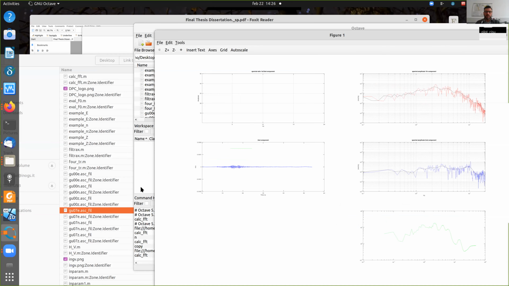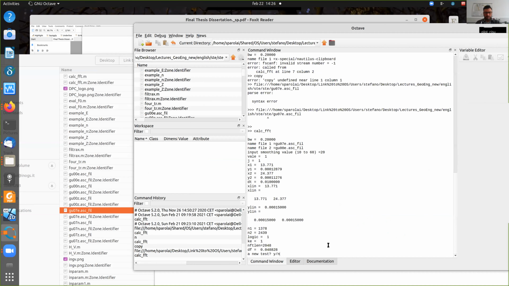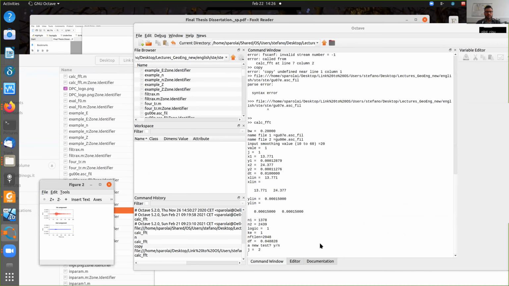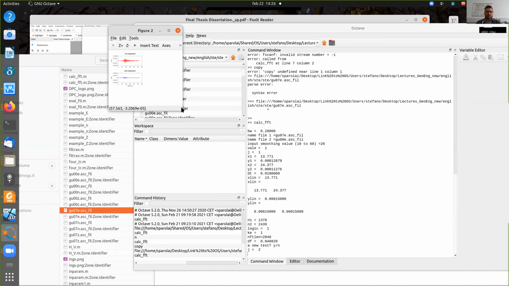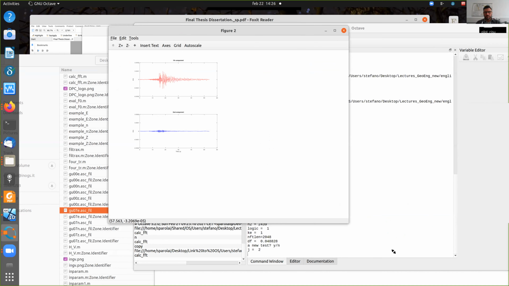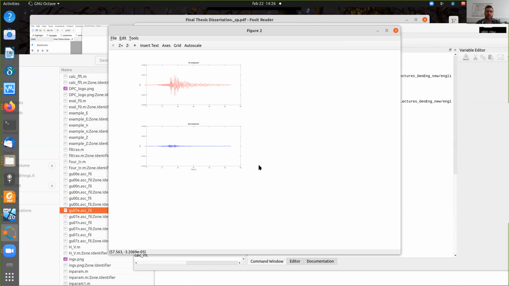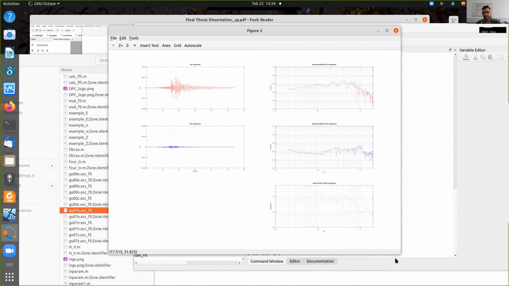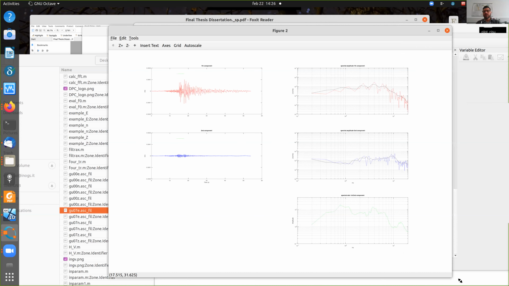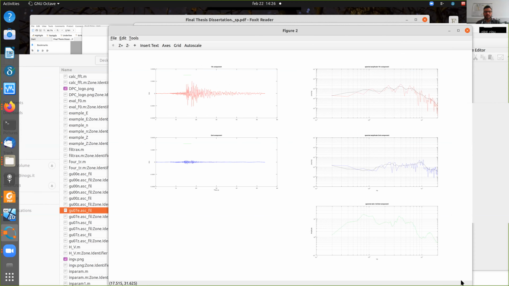I can recalculate everything. Sorry, it's a bit slow. Now I will select a smaller window, for example. Okay. And now you see immediately the effect. I selected much shorter windows than before.